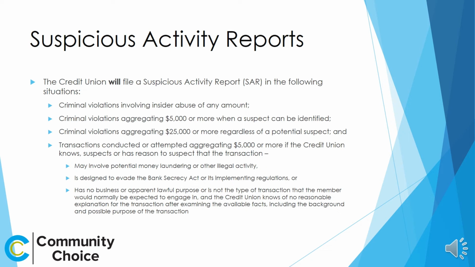And number 4, transactions conducted or attempted aggregating $5,000 or more if the credit union knows, suspects, or has reason to suspect that the transaction may involve potential money laundering or other illegal activity, is designed to evade the Bank Secrecy Act or its implementing regulations, or has no business or apparent lawful purpose, or is not the type of transaction that the member would normally be expected to engage in, and the credit union knows of no reasonable explanation for the transaction after examining the available facts, including the background and permissible purpose of the transaction.